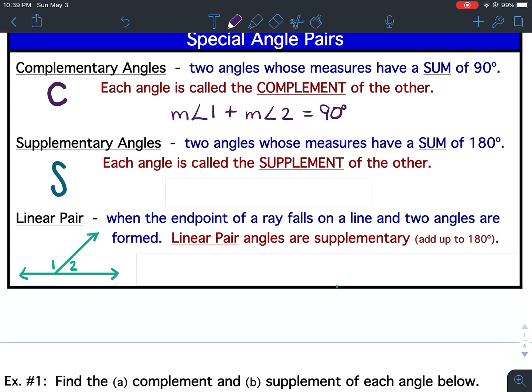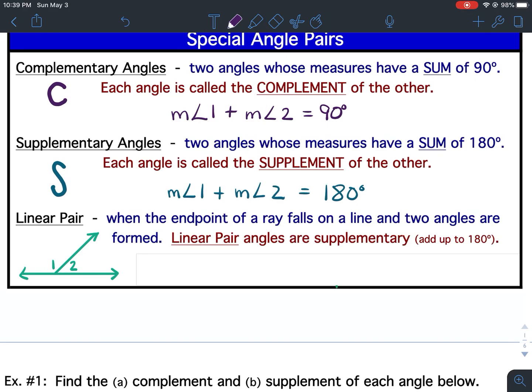Okay, supplementary angles. Supplementary angles are two angles whose measures have a sum of 180 degrees. Each angle is called the supplement of the other. So two angles that add up to 90 degrees are complementary. Two angles that add up to 180 degrees are supplementary. So the measure of angle 1 plus the measure of angle 2 equals 180 degrees if they are supplementary angles. Pause your video, get that written down.